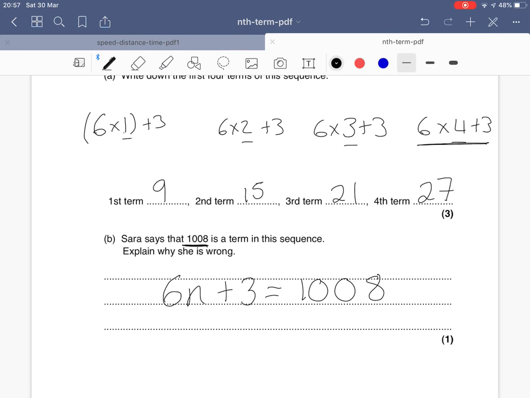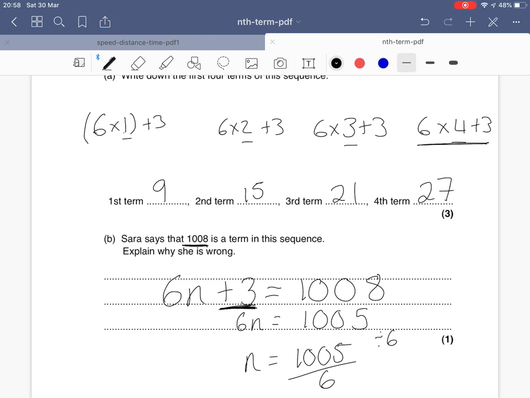Now we solve the equation. If we come out with a decimal, we can say that the number's not in the sequence. If we come out with a whole number, we can say the number is in the sequence. To solve this equation, we're first going to get rid of the 3 by taking it away, because we do the opposite of plus 3. So we're left with 6n is 1005. To see if n is going to be a decimal or a whole number, we need to divide by 6. So n is 1005 divided by 6.